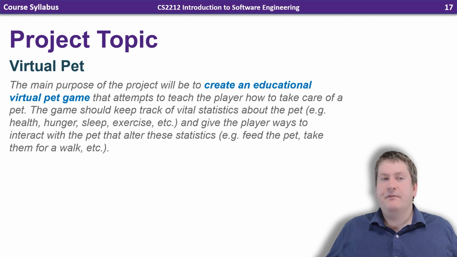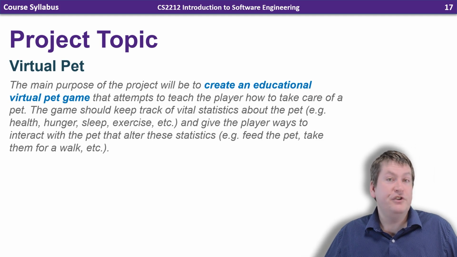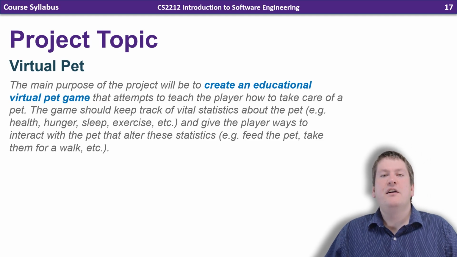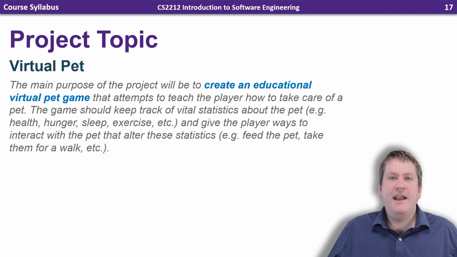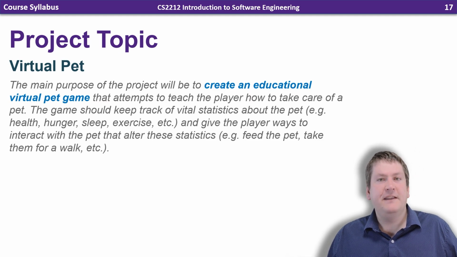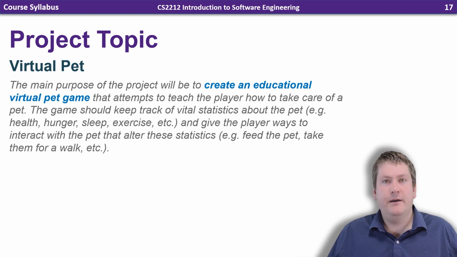This game isn't going to be visually intensive. It's not going to be like a 3D action game or something like that. Rather, it's going to be a fairly simple GUI, and you should be keeping track of vital statistics about this pet, like their health, hunger, sleep, exercise, and so on, and give the player ways to interact with the pet that alter these statistics. Maybe you take the pet for a walk, they get more exercise points. If you feed the pet, they're less hungry, and so on.